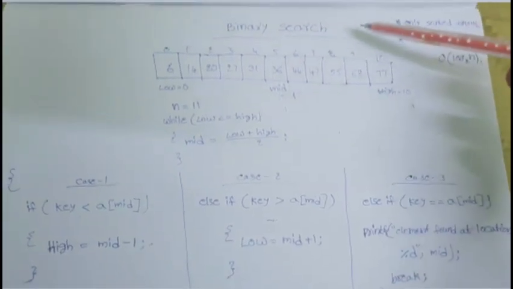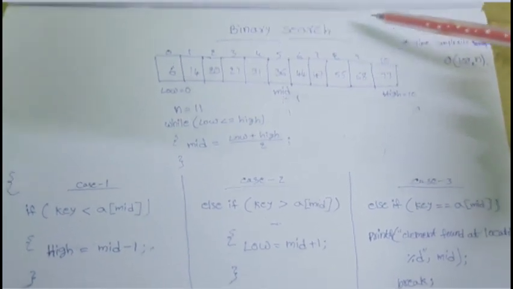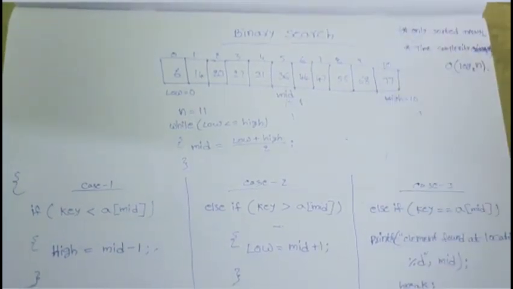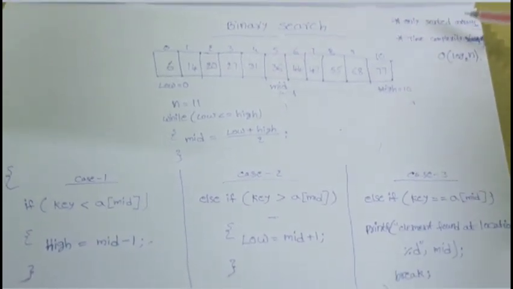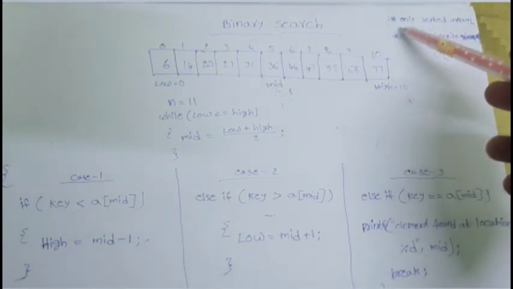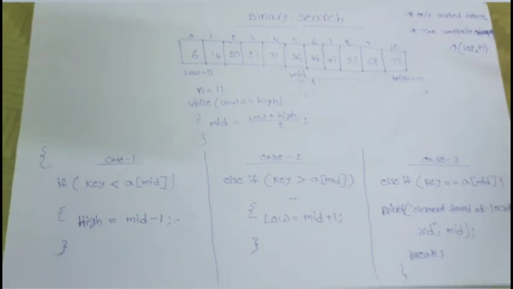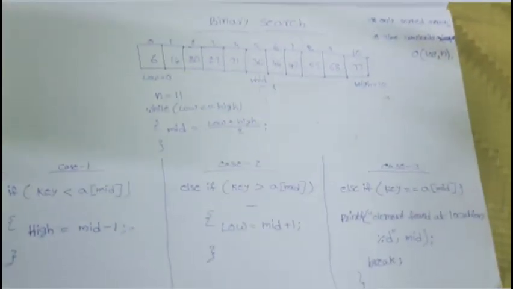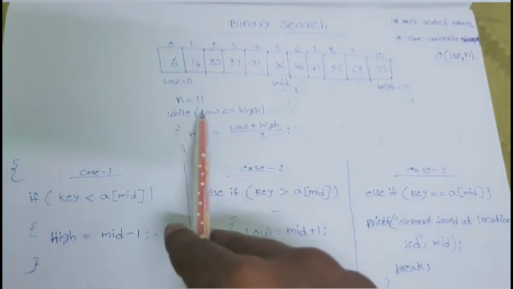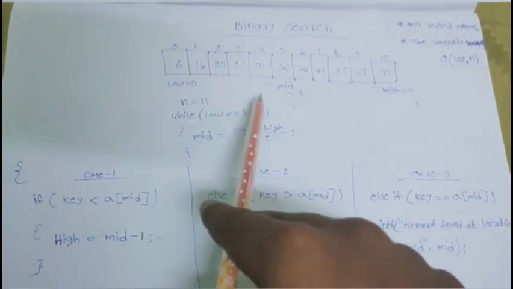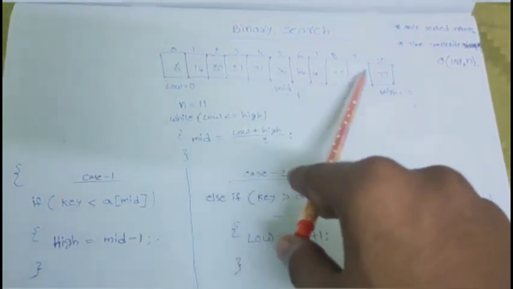Binary search. Binary search is slightly complex as compared to that of linear search. And binary search is only applicable for sorted arrays. To understand binary search, let us consider an array of size 11. So the index starts from 0, 1, 2, and so on, up to 10.